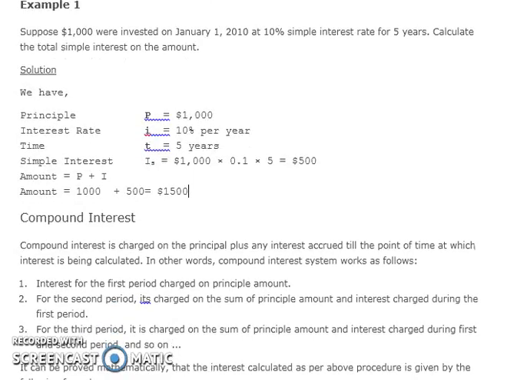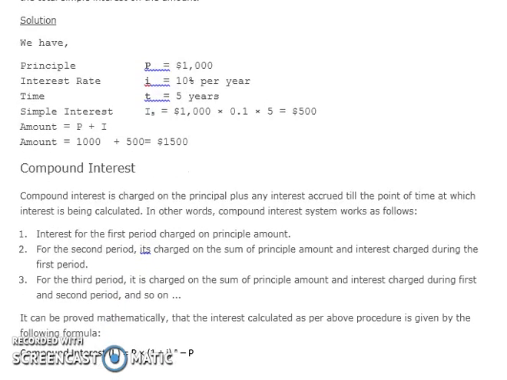Now we are going to understand compound interest. Actually, compound interest is charged on the principal plus any interest accrued. Accrued means you have earned interest up to the point of time at which interest is being calculated. In other words, the compound interest system works as follows. Interest for the first period is charged on the principal amount. For the second period, it is charged on the sum of the principal amount and the interest charged during the first period.